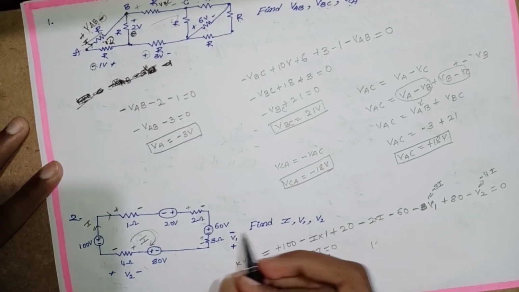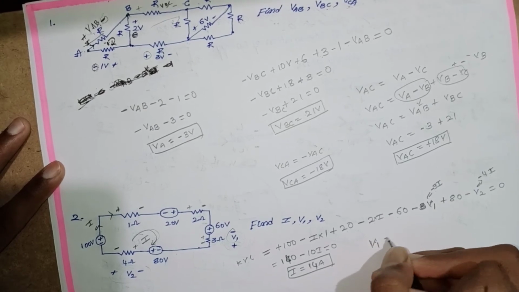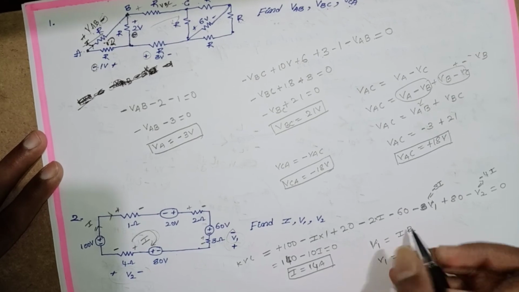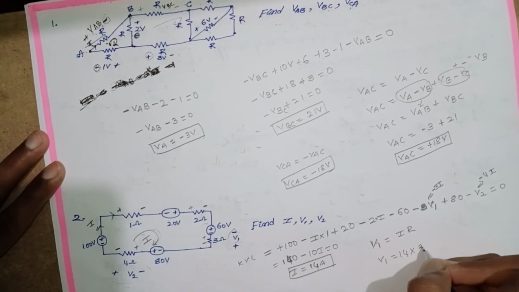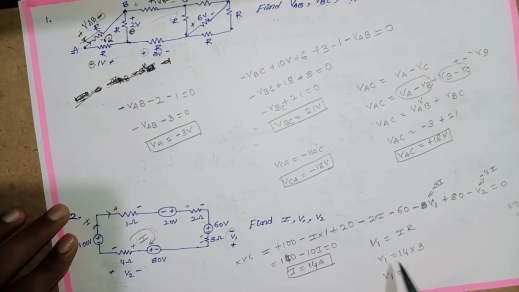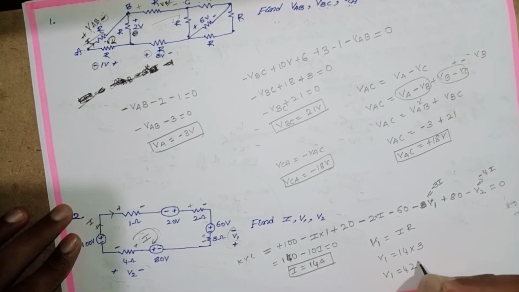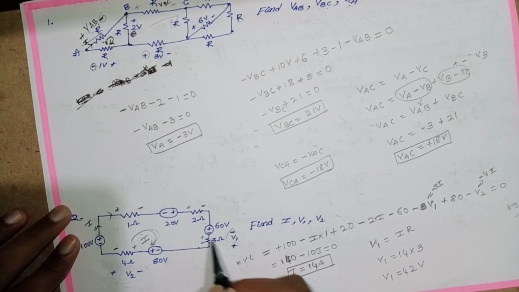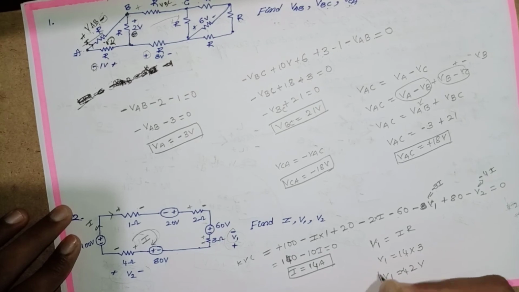We find V1 and V2. V1 is equal to I into R. V1 is equal to 14 into R, which is 3. 14 into 3 is 42 volt. Is this positive or negative? We compare the plus minus, minus plus. This is the opposite sign, so put a negative sign. This is the answer.